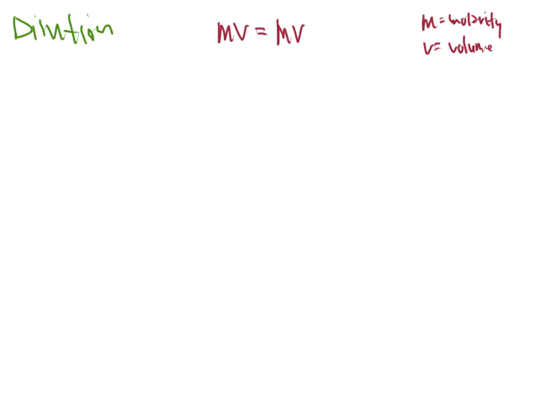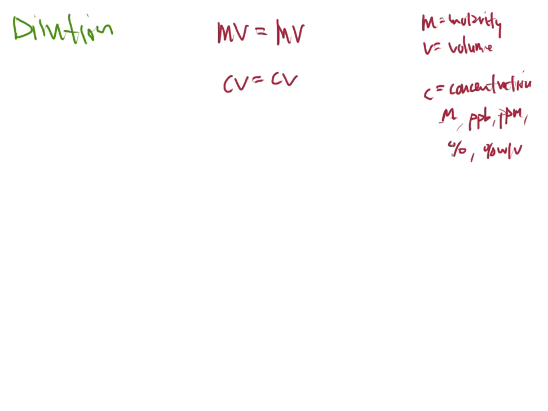So I need to rewrite the equation. And the way that I'm going to present it to you is CV equals CV, where C stands for concentration. It can be any concentration that it wants to be. It can be molarity. That's fine. But, you know, it can be parts per billion. It can be parts per million. It can be a percentage. It can be a percent weight by volume. It can be a percent volume by volume. It can be anything that it wants to be, people. As long as we're talking about a concentration, this equation will work. Bottom line.